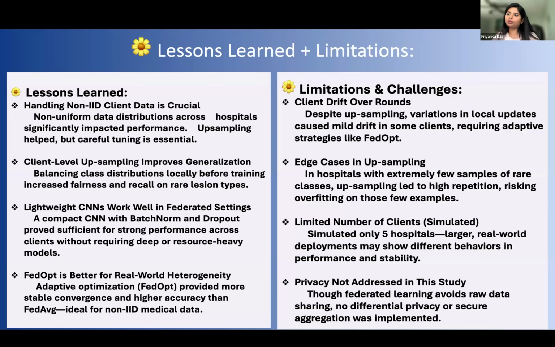Real world federated deployments at scale, like 50 or 100 clients, may behave differently, both in terms of convergence and stability. And finally, privacy wasn't addressed in this study. Although federated learning inherently avoids sharing raw data, I didn't implement differential privacy or secure aggregation, which would be critical in a real healthcare setting. So, while the results are promising, these limitations open avenues for future work.